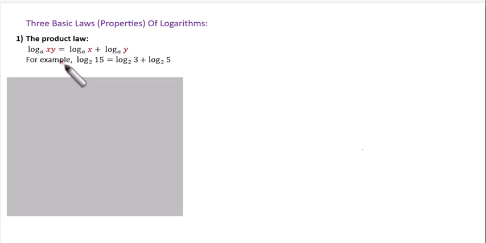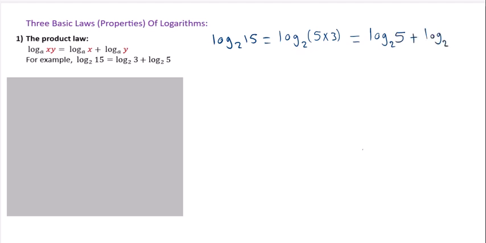One example for this. If I have, for example, log to base 2 of 15, so 15 can be written like 3 multiplied by 5. I'm going to say log to base 2 of 15 can be written like log to base 2 of 5 multiplied by 3. And this single logarithm can be written in the form of the sum of two logarithms: log to base 2 of 5 plus log to base 2 of 3, and this is called the product law.